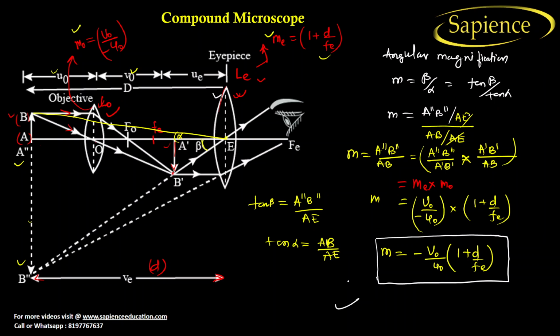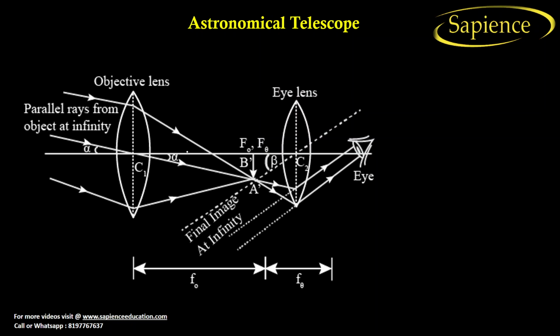So now we will discuss the astronomical telescope. Let us go for the astronomical telescope. This is the diagram for the astronomical telescope, where we have two lenses: one lens is considered as an objective lens and another is your eye lens. So light from infinity will converge to form the image at the focus of the objective lens. Why? Because we know that light from an object which is at a very large distance will form an image at the focus only.